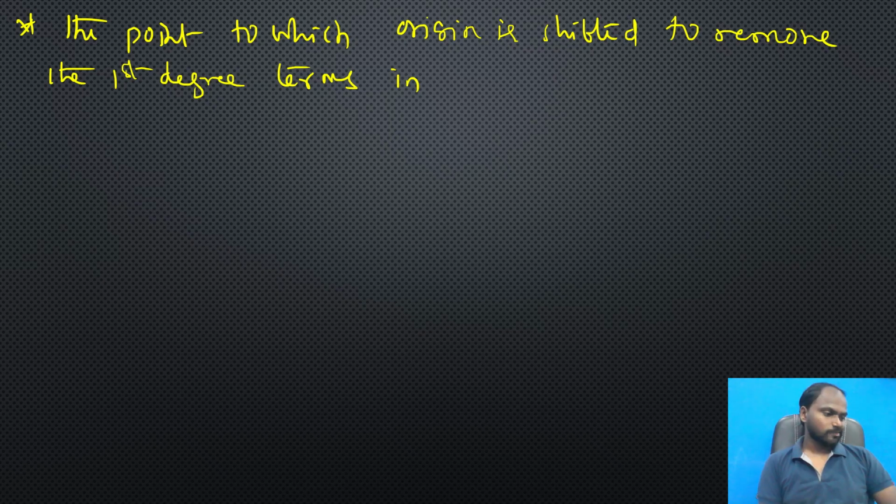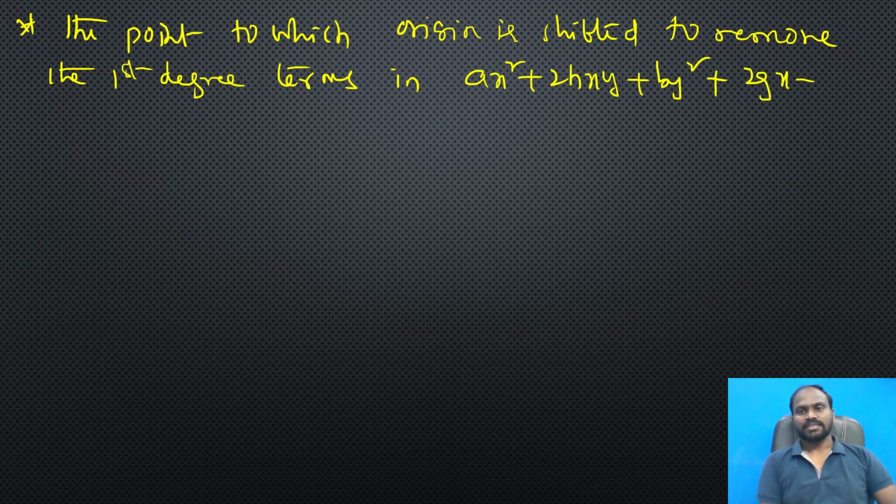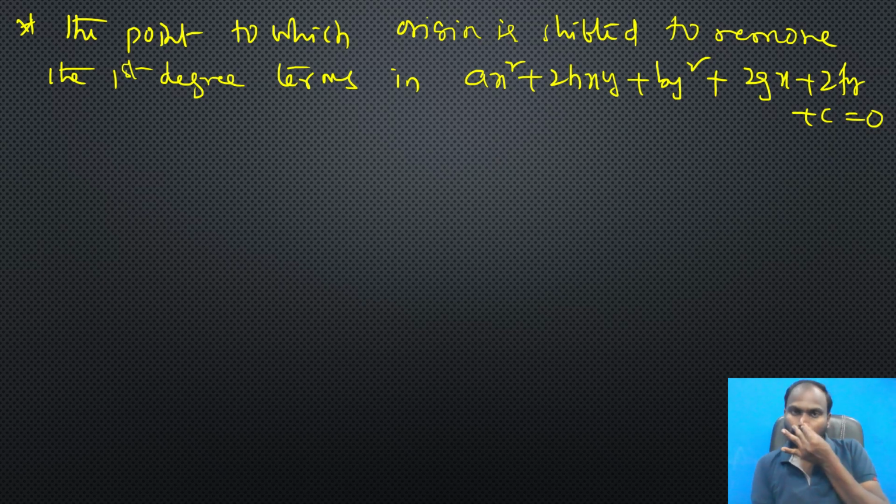In the equation ax square plus 2hxy plus by square plus 2gx plus 2fy plus c equals to 0, now what did he say? We need to eliminate the first degree terms. What are the first degree terms here? gx and fy, so we need to eliminate the x and y terms, not x square and y square. And the xy term, this is degree 2, it's fine. Now he said we have to eliminate x and y term.